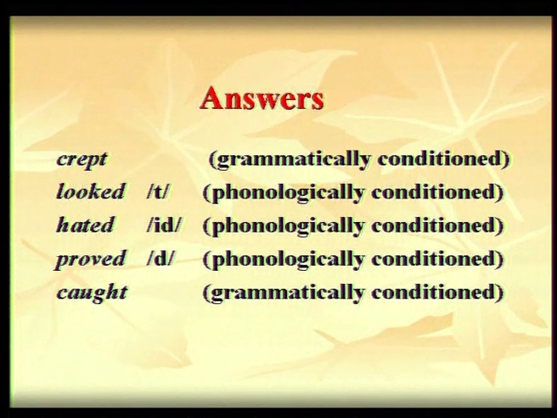Proved has d because v at the end of prove is a voiced sound, and this is also phonologically conditioned. Caught is completely different from catch, and there is no way in which we can predict the past tense form caught. Grammatically conditioned allomorphy.